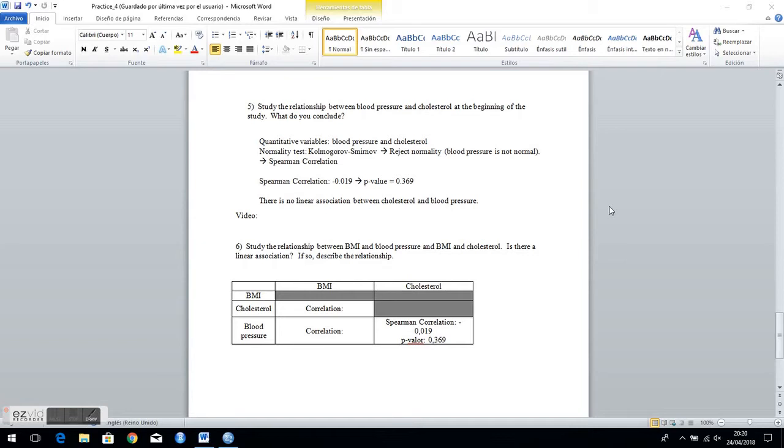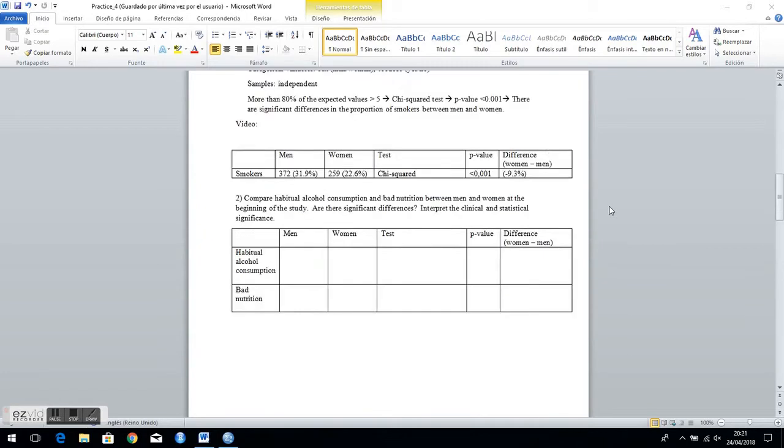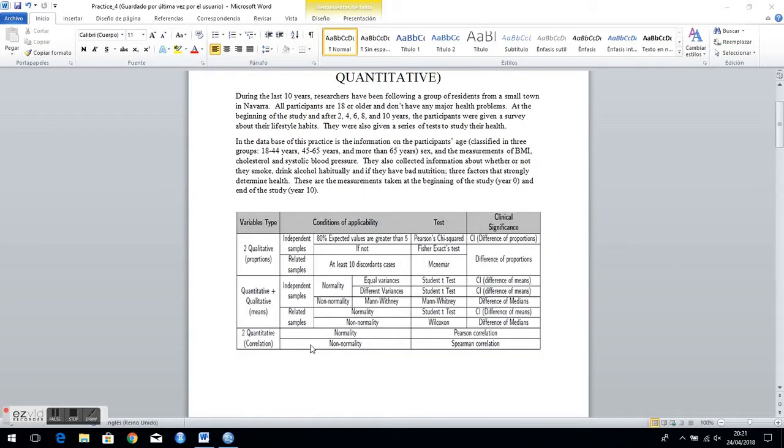In this video we will learn how to do a hypothesis test for two quantitative variables. In that case we don't compare means. We calculate the association of these quantitative variables through correlation. We have two kinds of correlations according to whether our variables are normal or not. In the table we can see that we have the Pearson correlation if our variables are normal, and if instead they are not, we have the Spearman correlation.